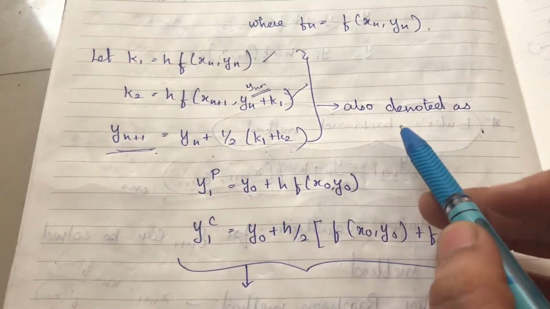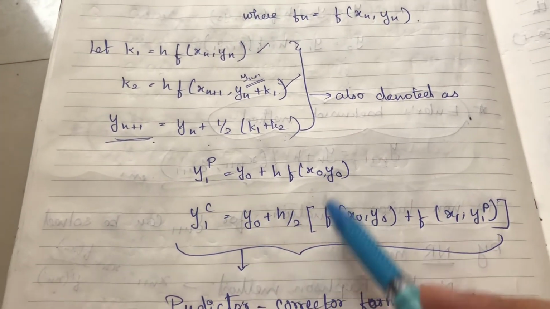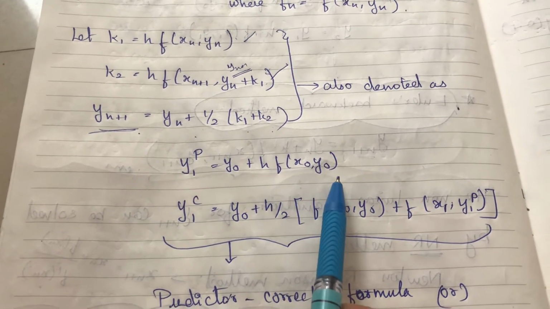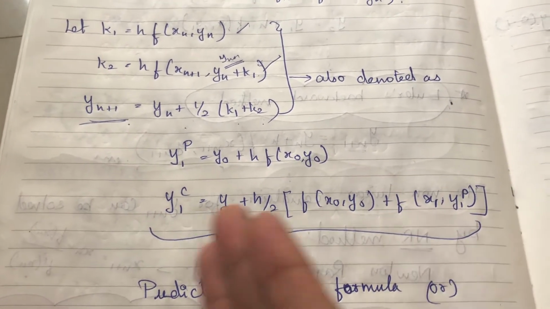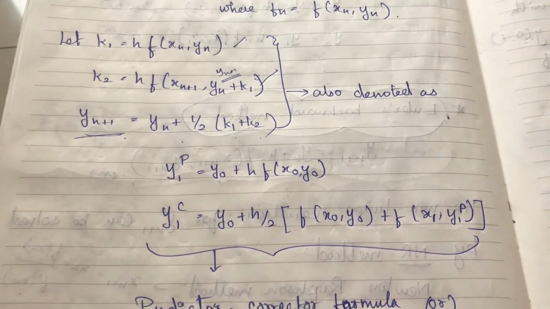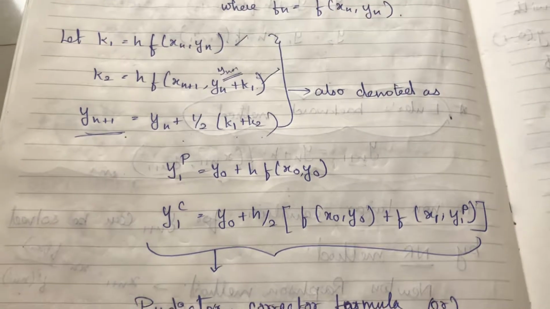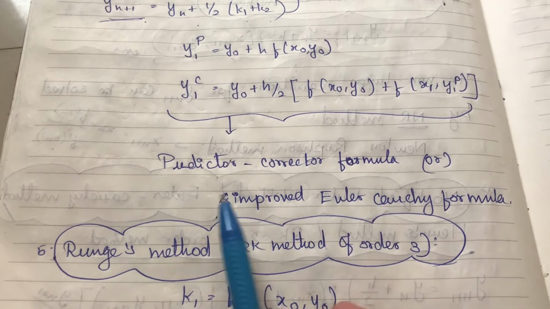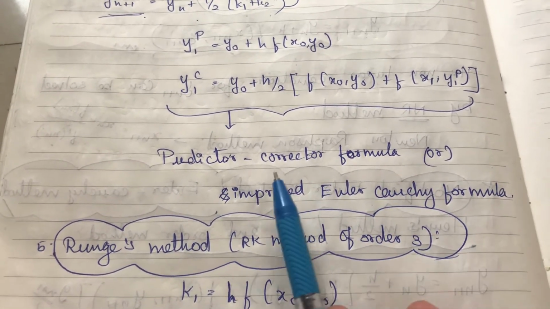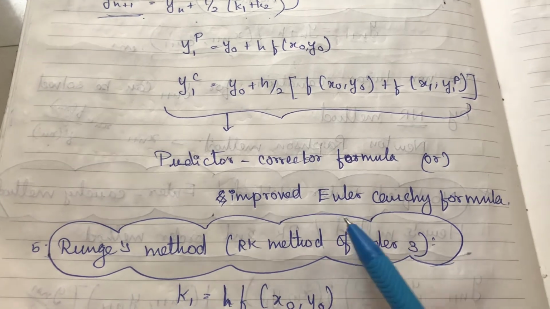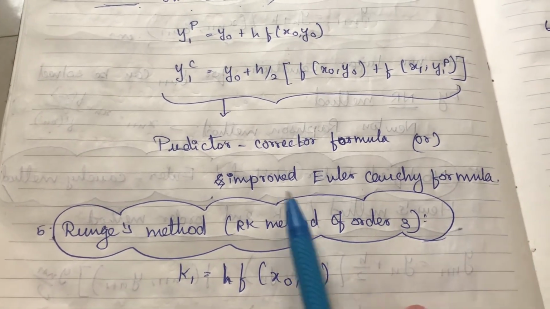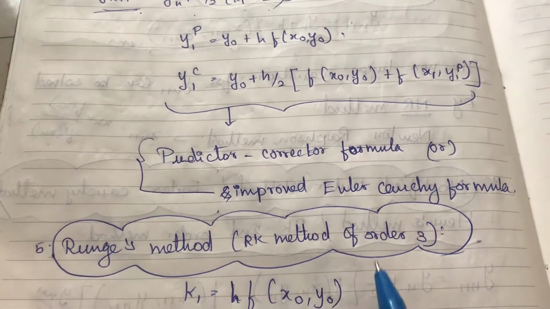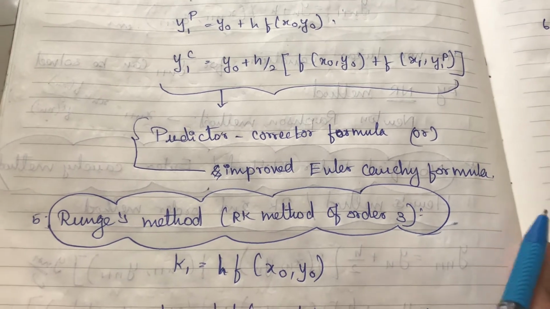Okay, so these equations are also denoted as these two equations, y1 predictor, which is equal to y naught plus h into f of x naught, y naught. Just concentrate on these equations and it will be easy in solving the questions. Okay, and the next method is the predictor-corrector method, or improved Euler-Cauchy formula. So these two things are the predictor-corrector methods or improved Euler-Cauchy formula.